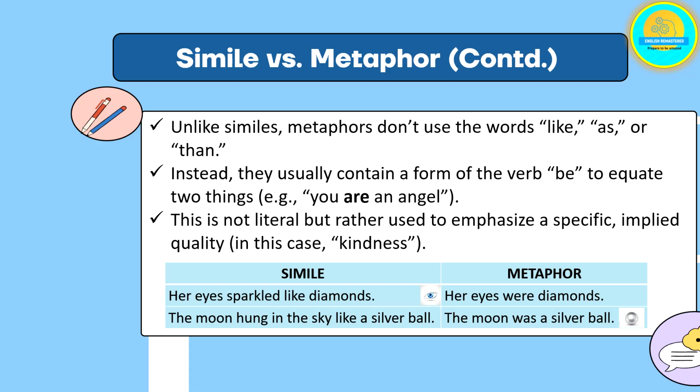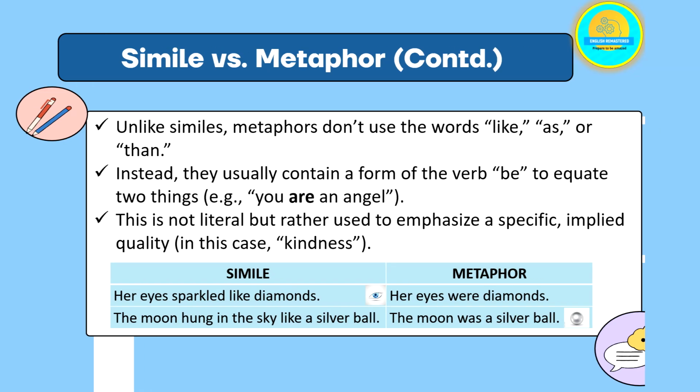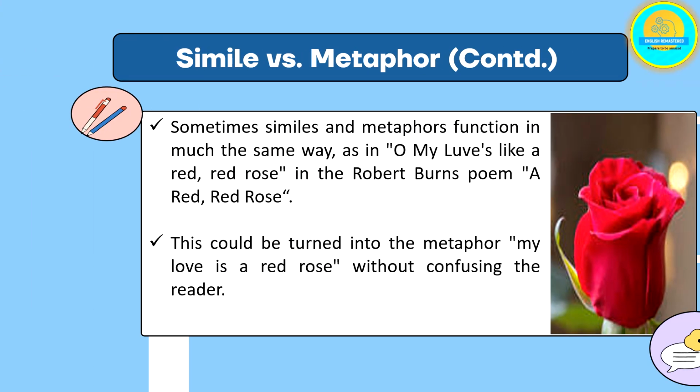Similes could be converted to metaphors. For instance, instead of saying, her eyes sparkled like diamonds, we can say, her eyes were diamonds. Instead of saying, the moon hung in the sky like a silver ball, we can simply say, the moon was a silver ball. Sometimes similes and metaphors function in much the same way, as in, "Oh, my love's like a red, red rose," in the Robert Burns poem, A Red, Red Rose. This could be turned into the metaphor, my love is a red rose, without confusing the reader.